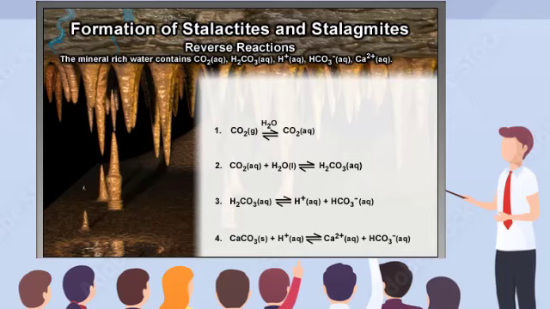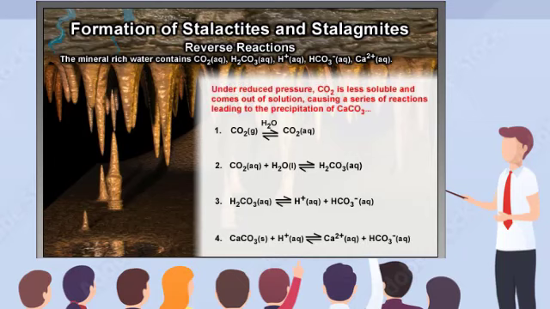As the mineral-rich water leaves the small cracks and drips down the cavern ceiling and walls, the pressure is reduced. Under the reduced pressure, the dissolved carbon dioxide becomes less soluble, and some of it escapes from solution as a gas. This causes a shift to the left in the equilibrium of the reactions discussed in the previous scene. As carbon dioxide escapes, less dissolved carbon dioxide is found in solution. Therefore, the carbonic acid breaks down, giving off water and aqueous carbon dioxide.